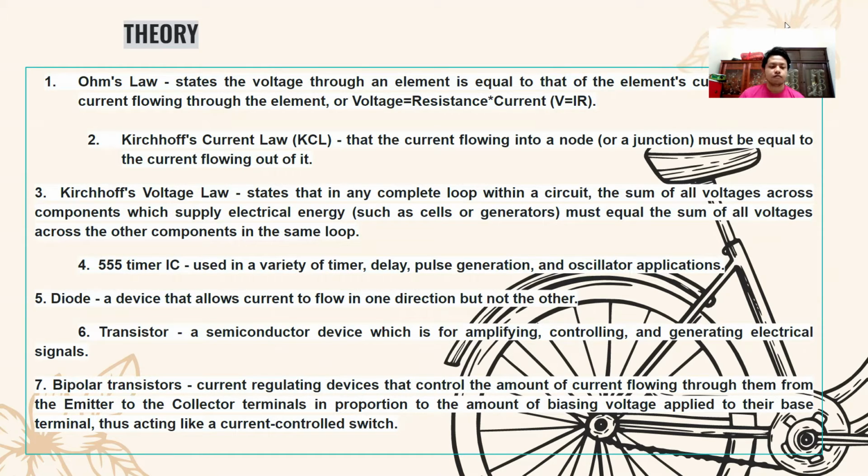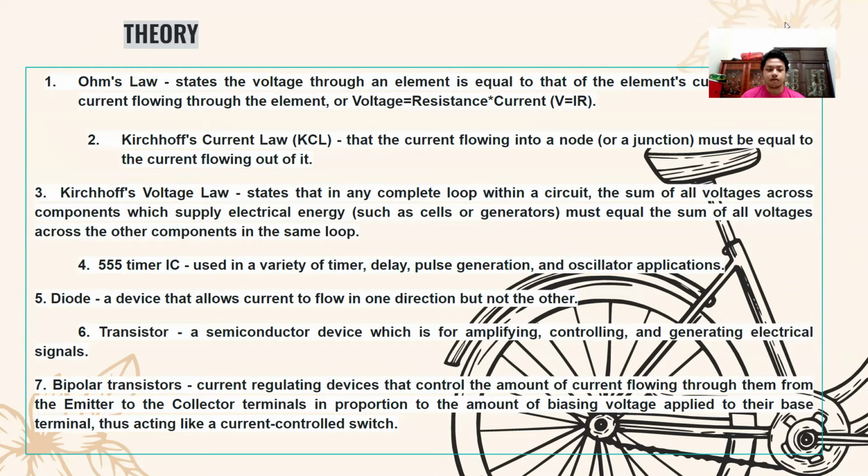The fourth one is the 555 timer integrated chip, which is used in a variety of timer delay applications, which is the main operation of our whole project, as well as pulse generation and oscillator applications. The fifth one is the diode, which is a device that allows current to flow in one direction but not the other. The transistor is a semiconductor device used for amplifying, controlling, and generating electrical signals.